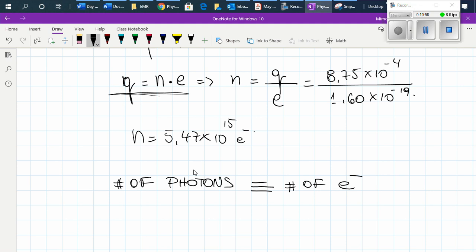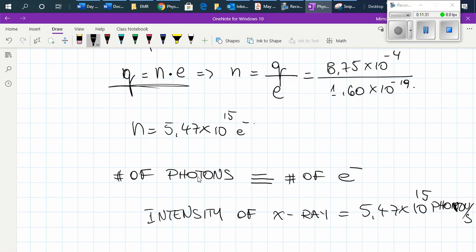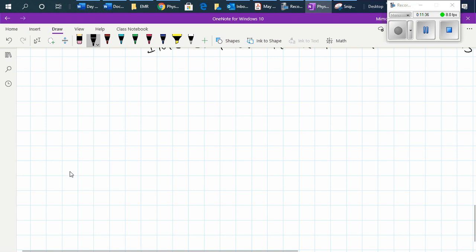So we can say that the number of electrons, this is the intensity, which means that the intensity of X-ray will be the number of photons over 1 second, which is 5.47 times 10 to the power of 15 photons per second.